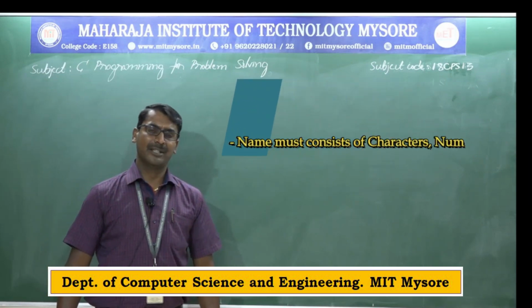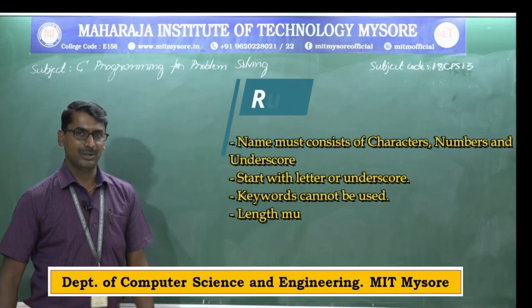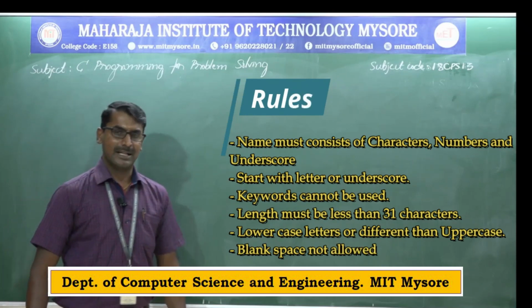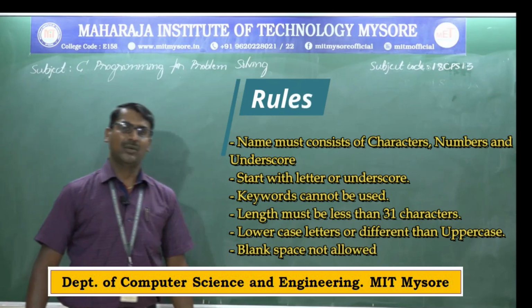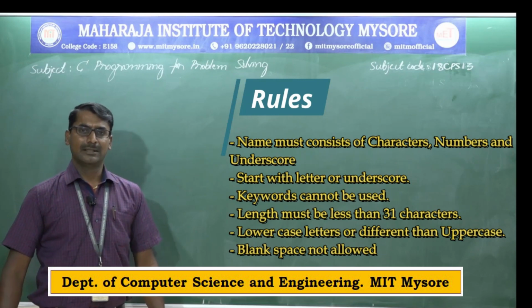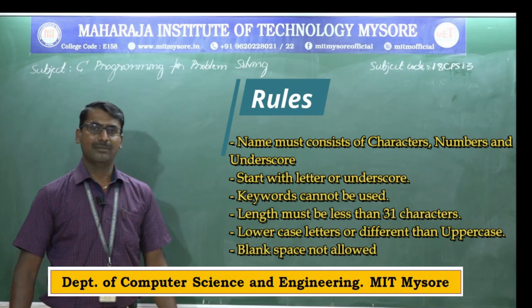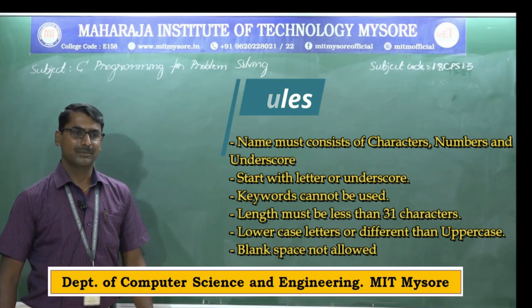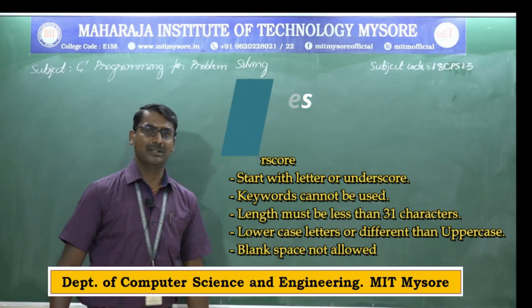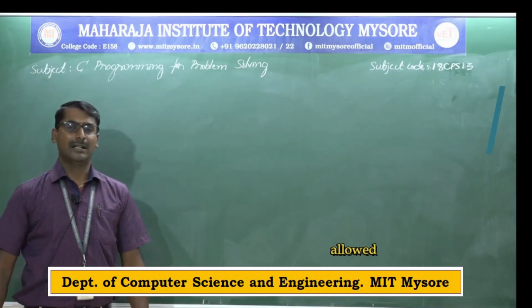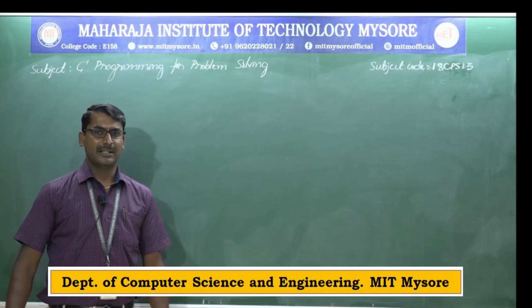The variable name must start with a letter or underscore. The variable length must be less than 31 characters. Uppercase and lowercase letters are different. Keywords cannot be used as a variable name, and white space is not allowed in between the variable name. Okay, these are the rules we need to follow when we are defining the variable name.